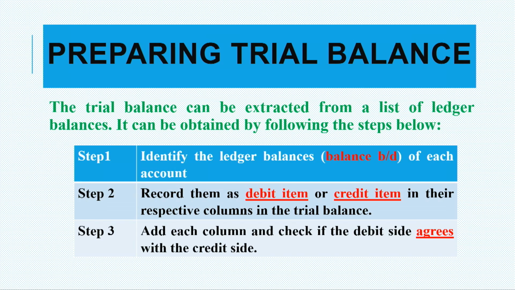The trial balance can be extracted from a list of ledger balances. It can be obtained as follows. Step 1. Identify the ledger balances, balance BD, of each account. Step 2. Record them as debit item or credit item in their respective columns in the trial balance. Step 3. Add each column and check if the debit side agrees with the credit side.